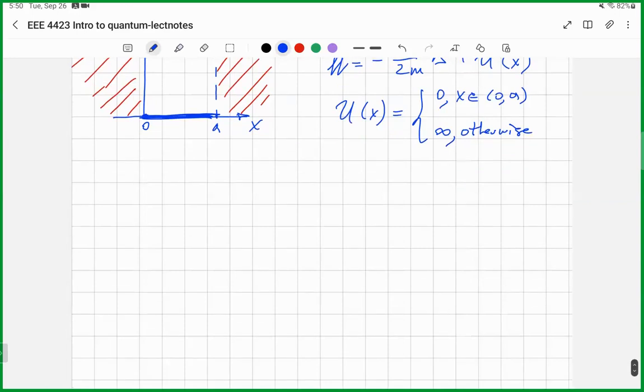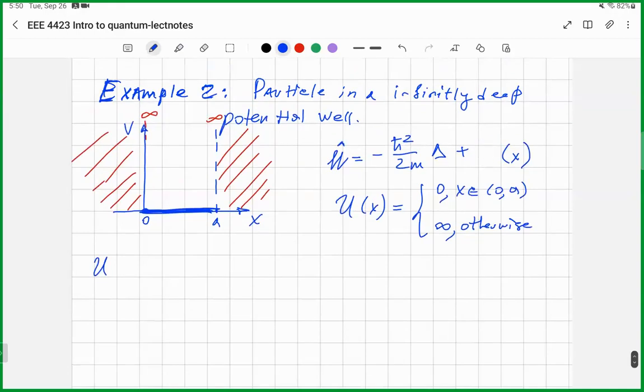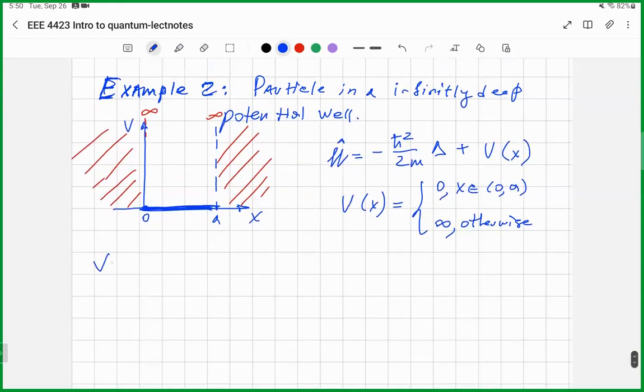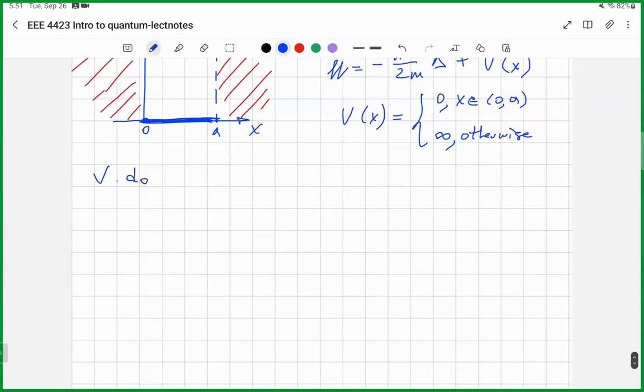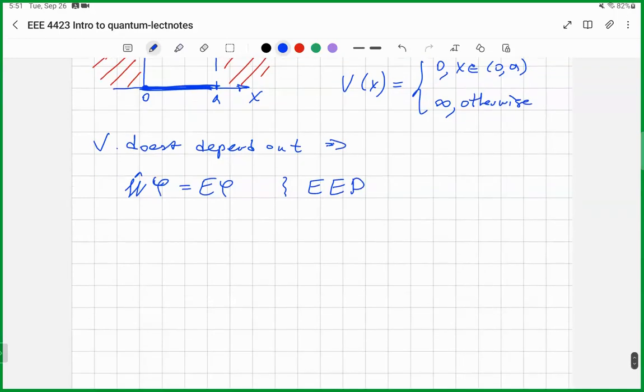So u or v, right? We use v here. So v doesn't depend on t. Hence, we can write down the stationary Schrodinger equation, which is H phi equals E phi, and solve this as an eigenstate and eigenvalue problem.